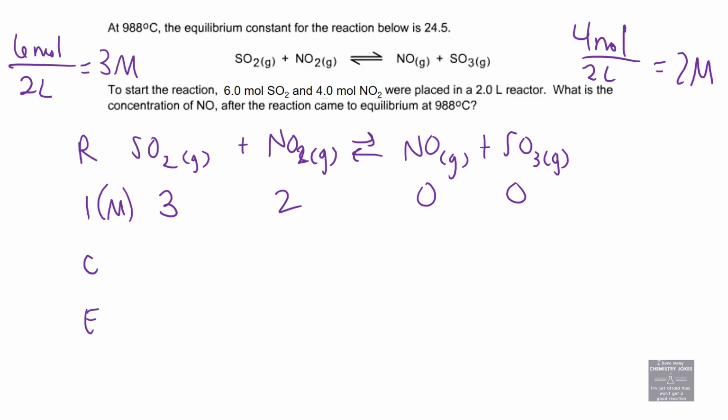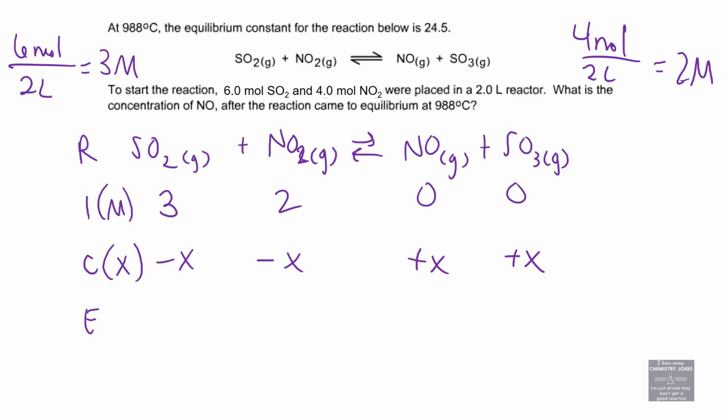None of the products were indicated. Often the products are zero, but occasionally the problem will indicate that there are some products present in the initial concentration stuff. So be careful. Okay. So change in terms of x, everything has a coefficient of 1, so that's minus x, plus x, not there, not there, not there. Minus x, obviously, plus x, plus x.